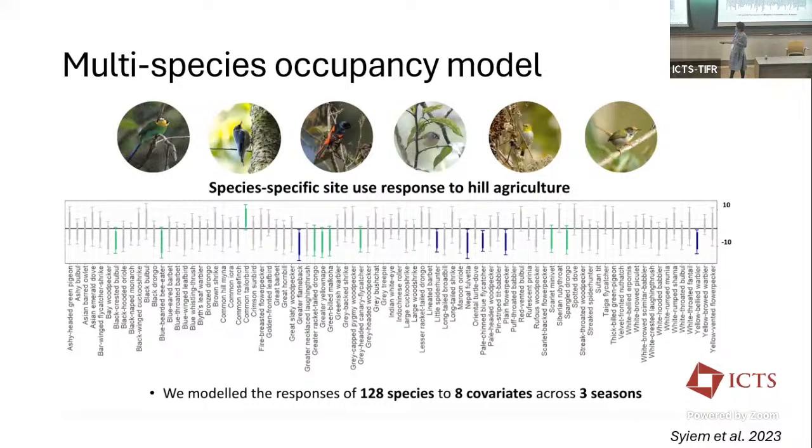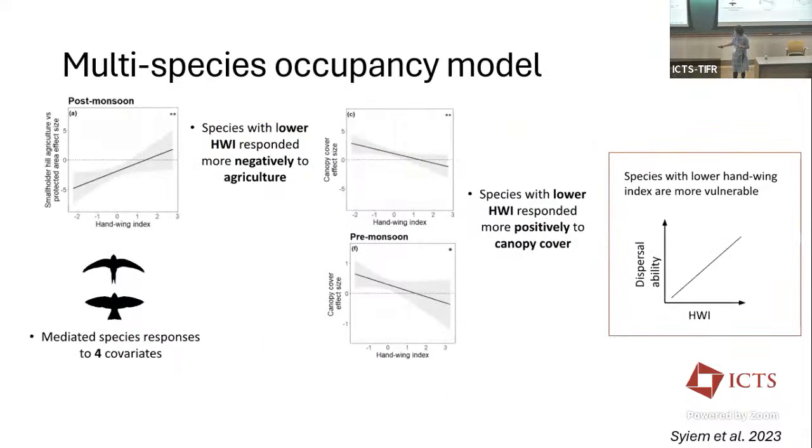This is for 128 species and for multiple covariates. You can also see certain types of species. So these are species, this is Hand-Wing Index, which is how much a species can disperse. Species with low HWI have low dispersal ability, high HWI have high dispersal ability, and that essentially influences whether a species responds to, for instance, agricultural areas and protected areas or not.